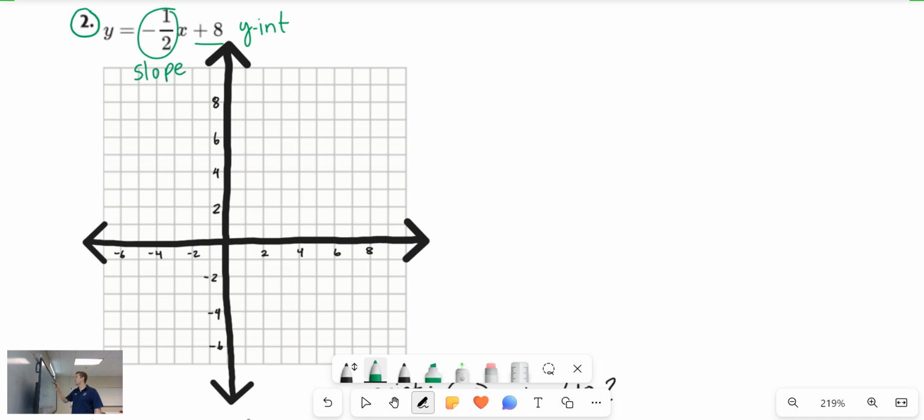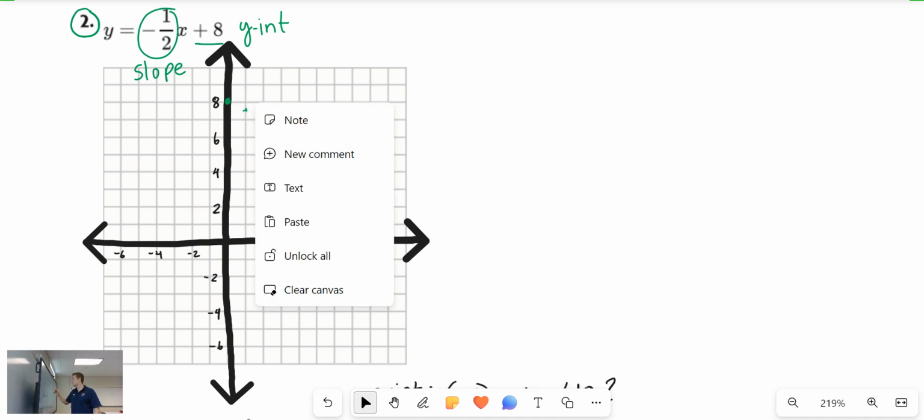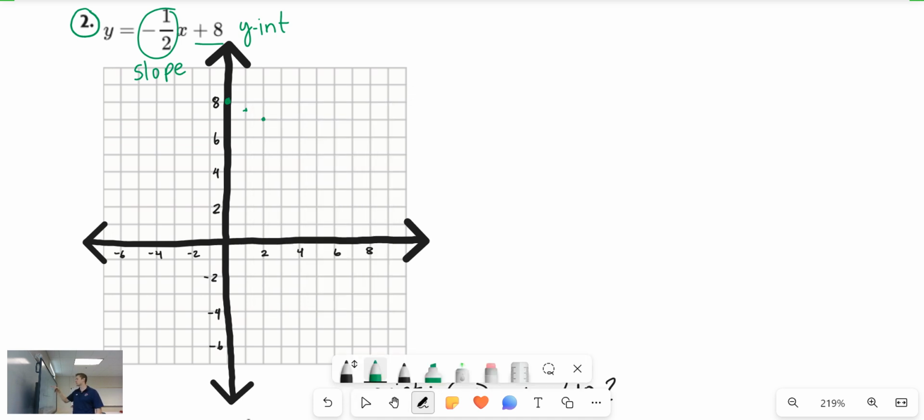So first the y-intercept: if we plug in 0 for x, that means we should be at 8. Then negative 1/2 means if we go over 1, we'll go down 1/2. So if we go over 1, down 1/2, we should be here. And then if we go over 2, that'll get us down 1. So over 2 down 1 is the same as over 1 down 1/2, and so on. And we can keep adding these dots.